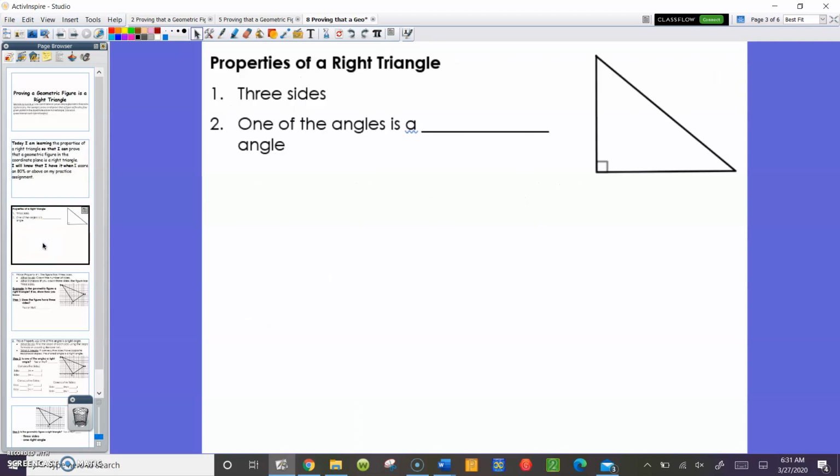The properties of a right triangle are, first, that it has three sides, and secondly, one of the angles is a right angle.